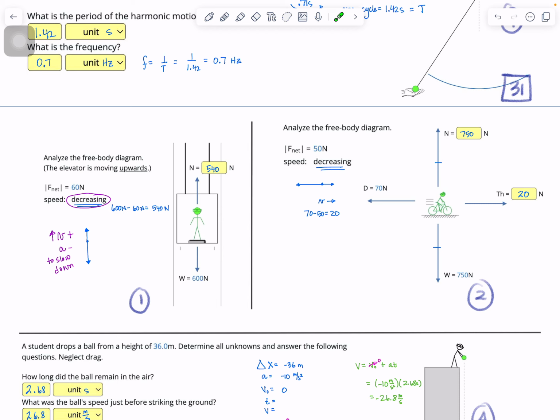Same thing on this one. The speed is decreasing. And so that means if I'm traveling to the right, my left arrow has to be bigger. And so I'm going to have 70 minus 50 is 20. I'm not moving in the vertical direction, so that means the weight is equal to the normal force. And so the normal force is 750 because that's what the weight is.